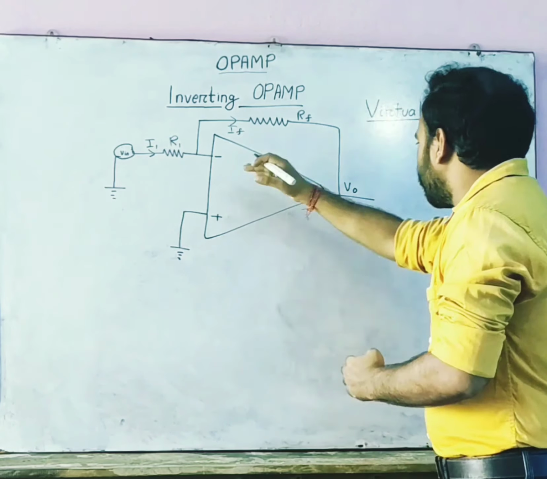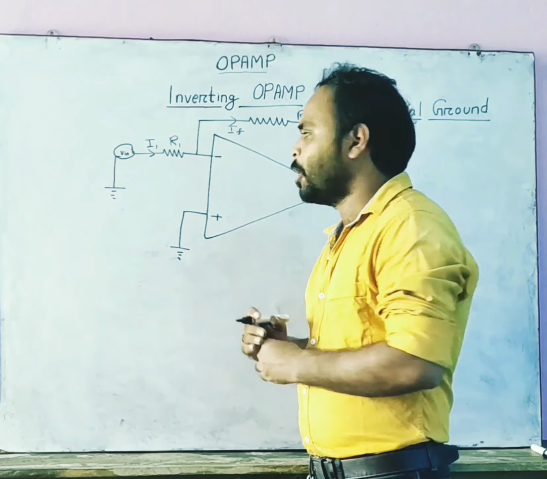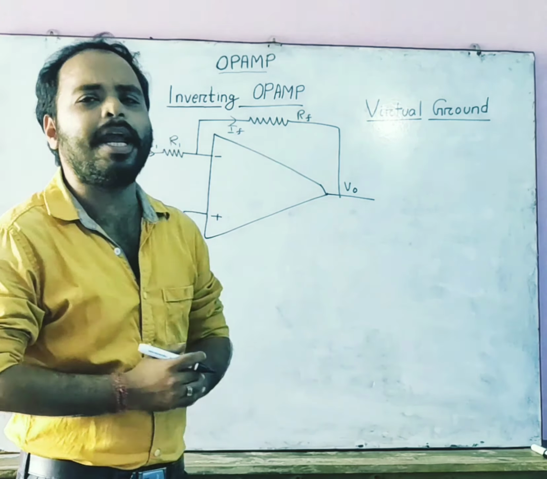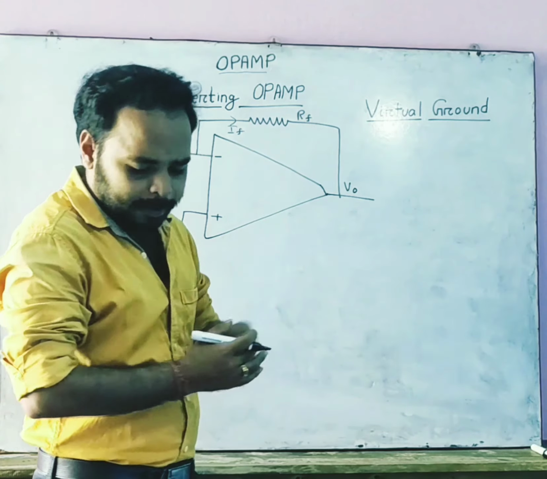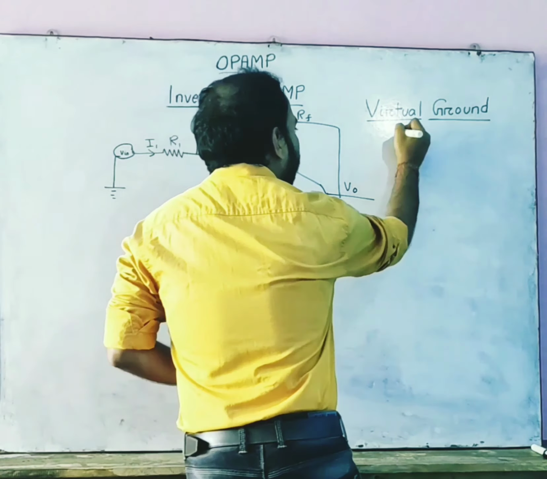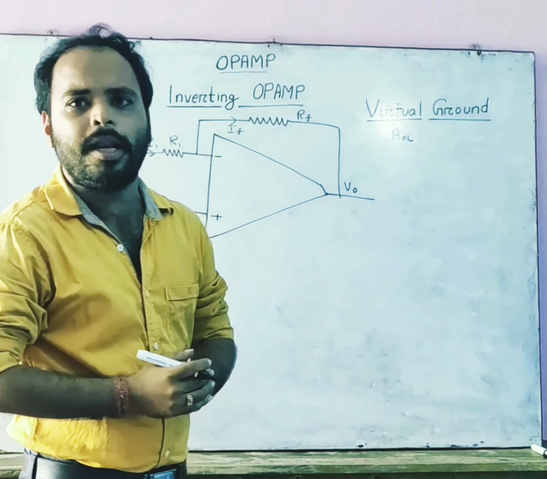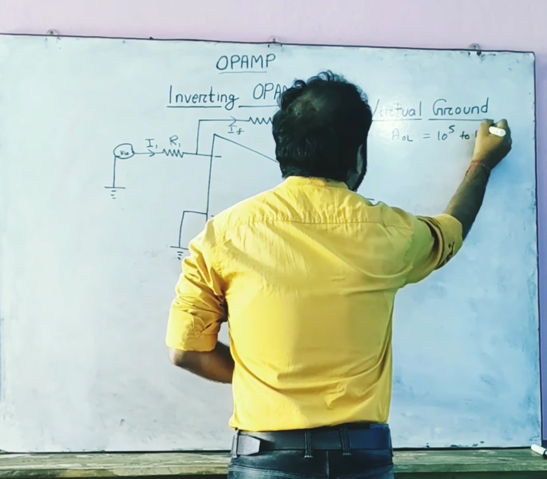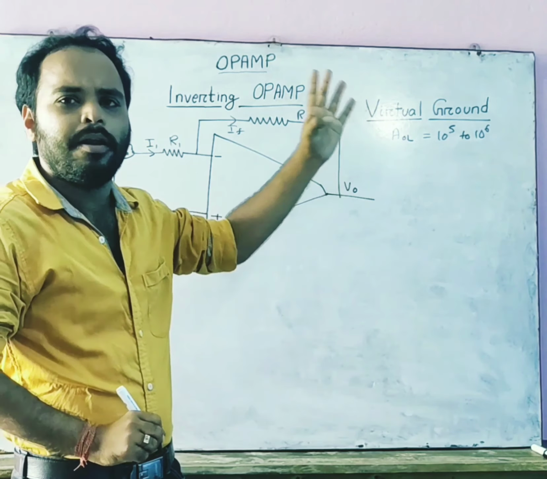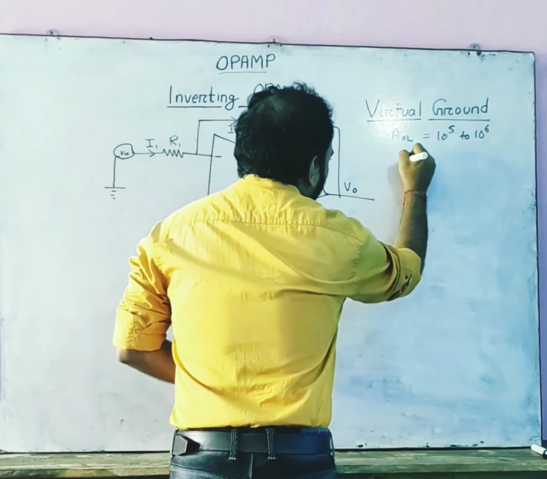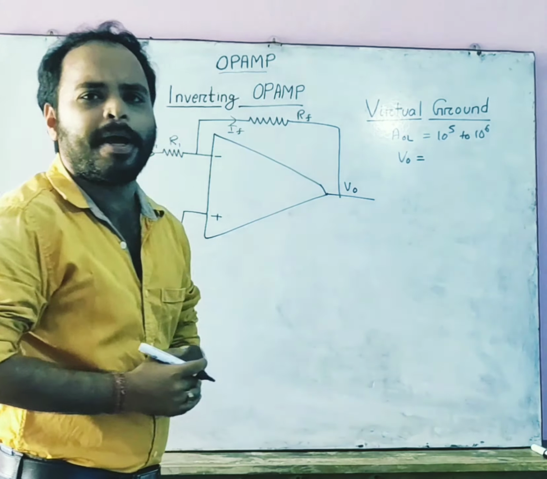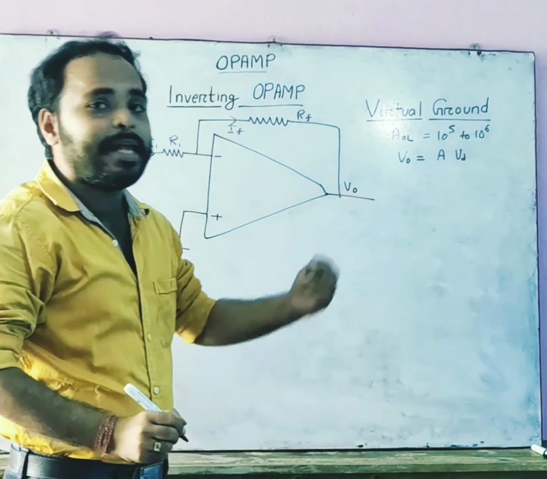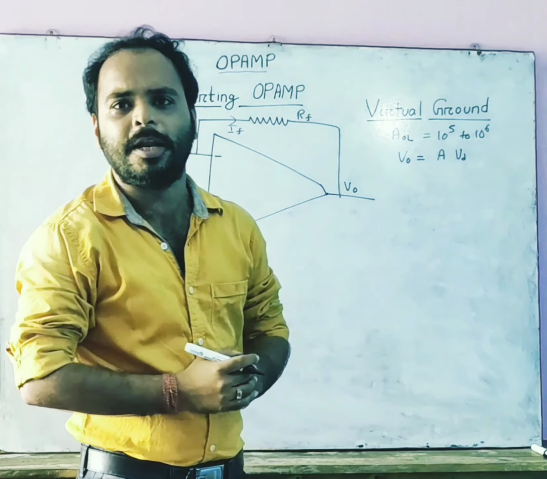Now, let us come back to the concept of virtual ground. As we have said, this virtual ground condition is applicable for the negative feedback condition. In the negative feedback condition, the open loop gain, let us denote it AOL, is limited to 10 to the power 5 to 10 to the power 6. We discussed this property in the last class. Now, as we know, the output signal is given by V0 equal to A times VD, where A is the gain and VD is the differential input.